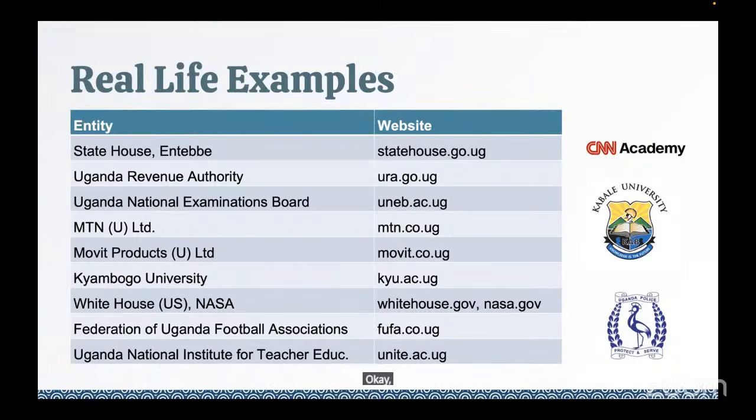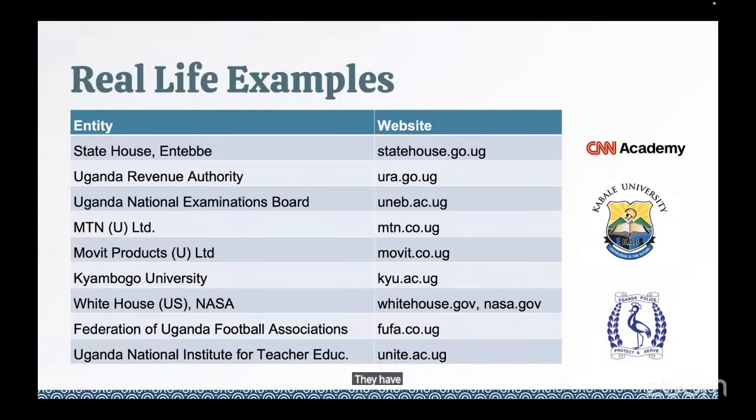Internationally, we have the White House in the US, the equivalent of State House. NASA, those who know NASA, whitehouse.gov and nasa.gov. This is WordPress. Let us look at FUFA, for the lovers of football. Your website is on WordPress. There's this institution, Uganda National Institute for Teacher Education. It's using WordPress. You know CNN, that international media company, CNN, their academy is on WordPress.